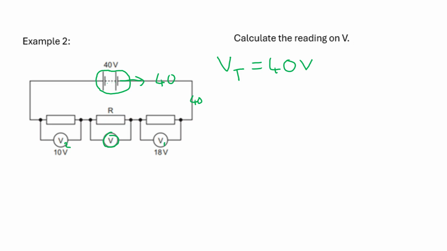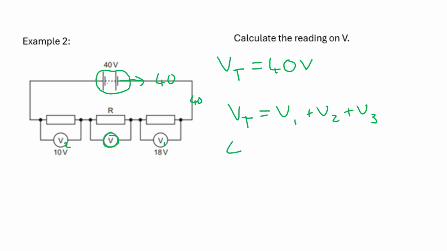We know when resistors are in series, we just add their voltmeter readings together and they should equal V total. So V total should be V1 plus V2 plus V3. Grade 9s, it's always nice to write the equation out. Grade 10s, you don't have to. You can just write the answer.